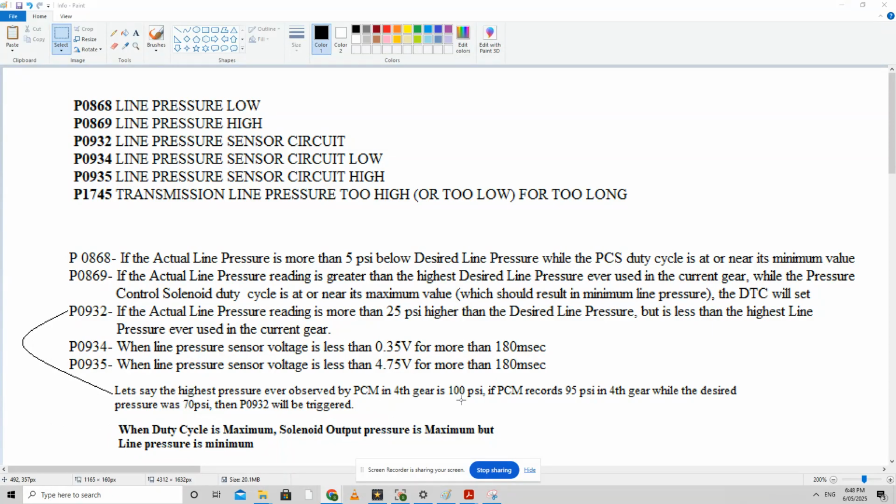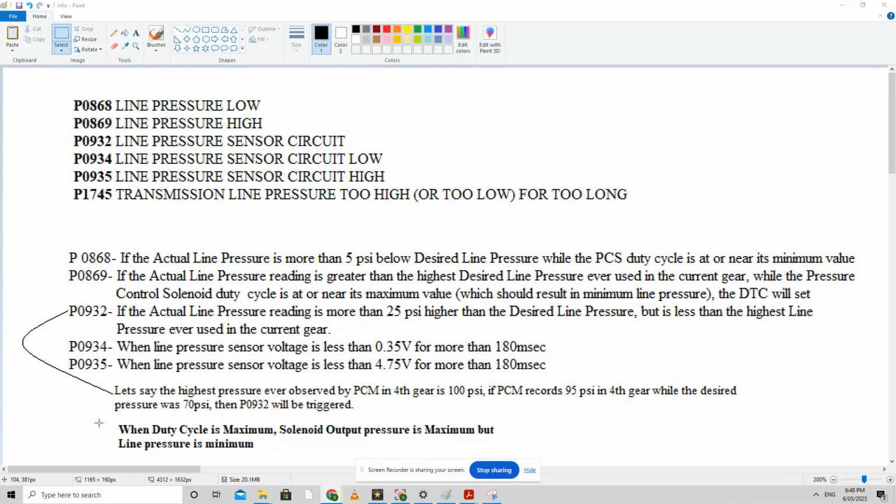This is just to explain how the PCM decides that this code is going to trigger. Once you understand why the PCM has raised a certain code, it will be easier for you to go through live data and extract the type of information the PCM will see. 934 is when the line pressure sensor voltage is less than 0.35 volts for more than 180 milliseconds. And when the line pressure sensor voltage is more than 4.75 volts for more than 180 milliseconds, then you get 0935.